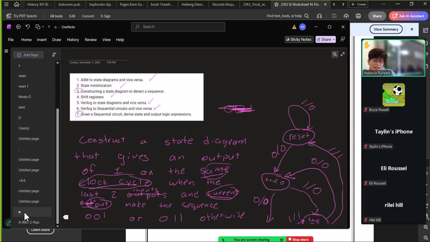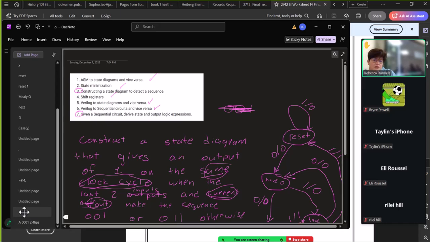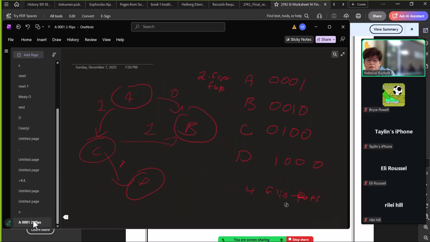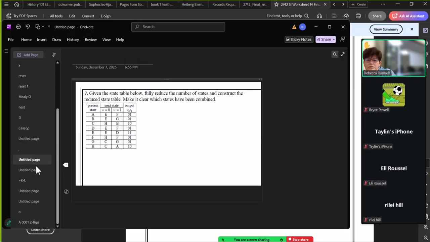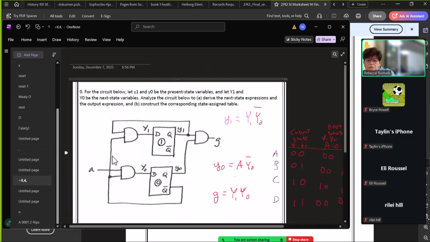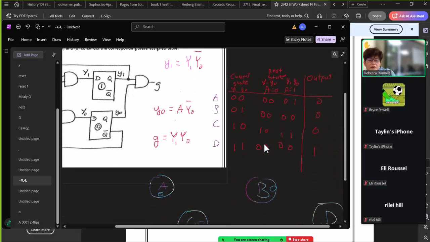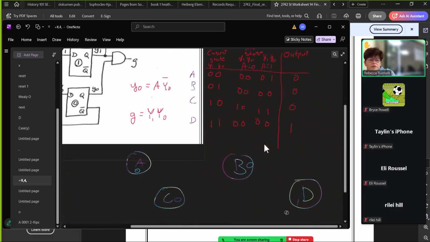Derive state and output logic expressions. I guess it's just for kicks. I was just trying to make sure there wasn't wording in the question that says that. But now I lost where it was. Is this it? Nope. There. Yeah, so this is just for kicks.